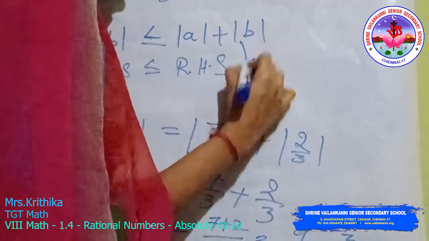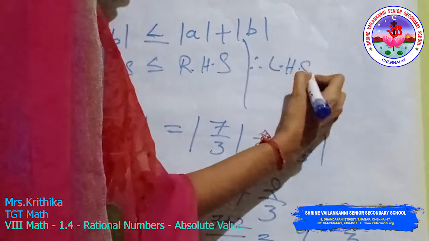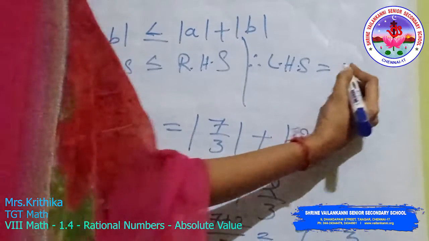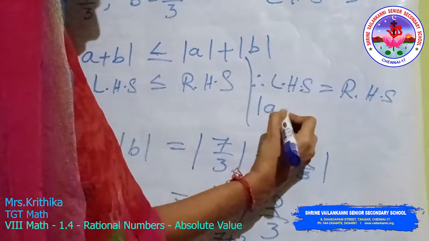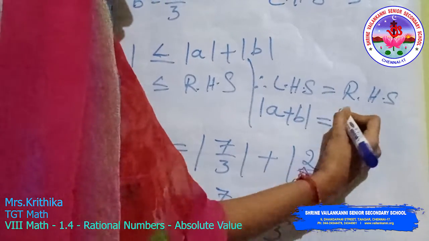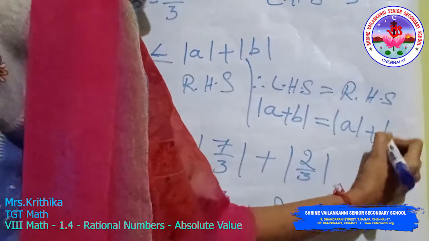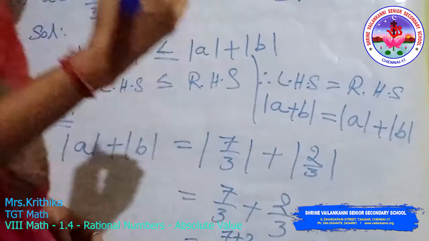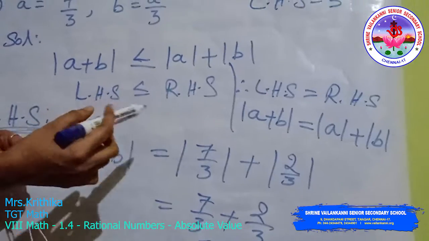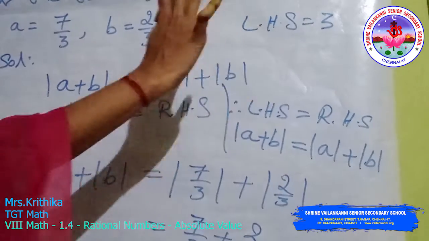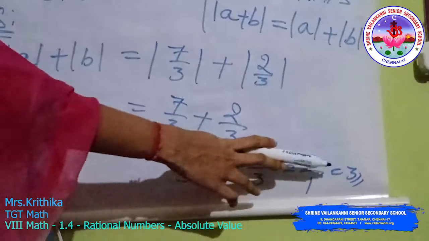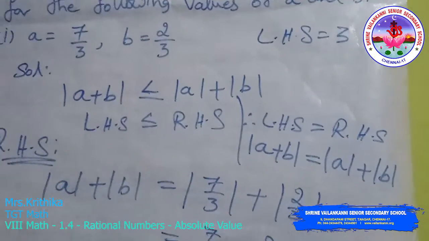Therefore, LHS is equal to RHS. Modulus of a plus b is equal to modulus of a plus modulus of b. Here the value is equal. LHS is equal to 3. RHS is also equal to 3.